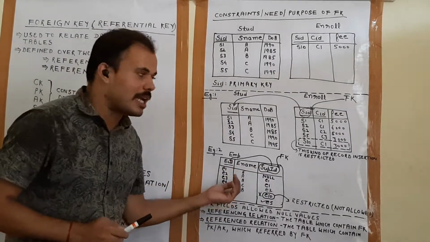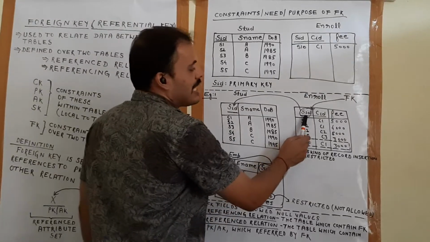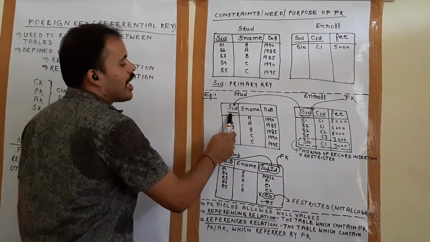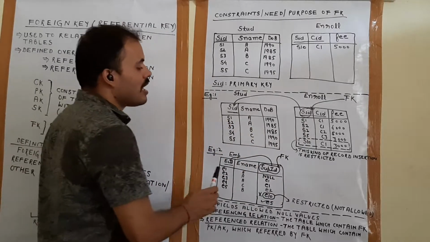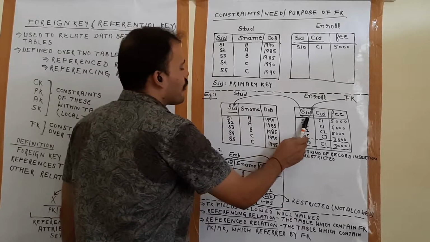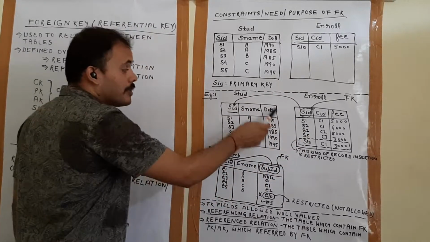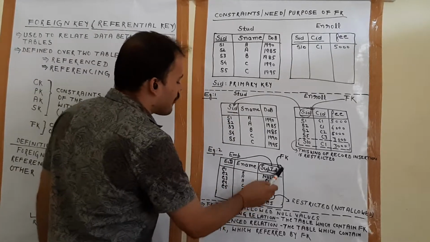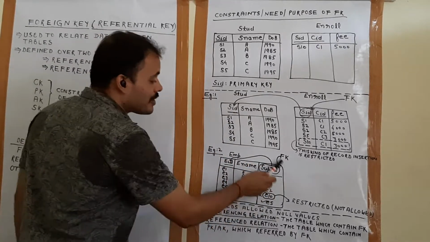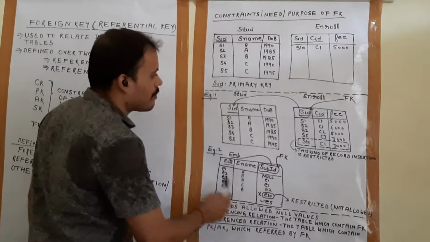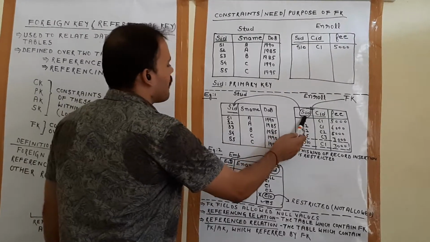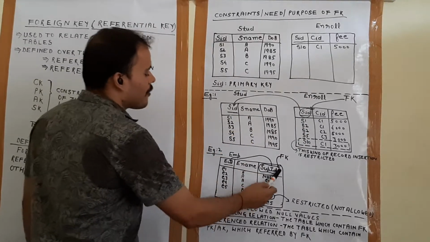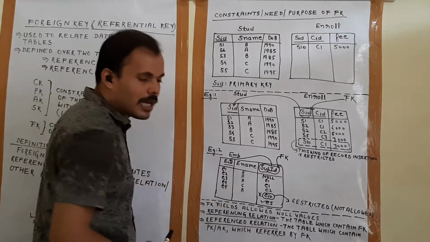But in the same table, here see, SID is the foreign key, it is referring to the primary key of the other table. Here the foreign key is referring to the primary key of the other table. But here the foreign key is referring to the primary key of the same table.